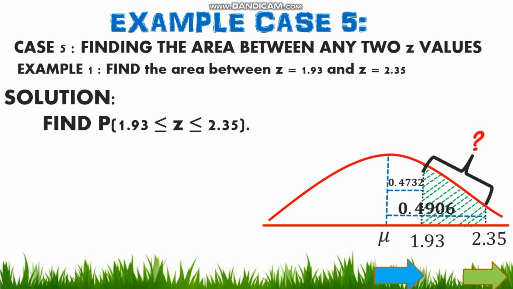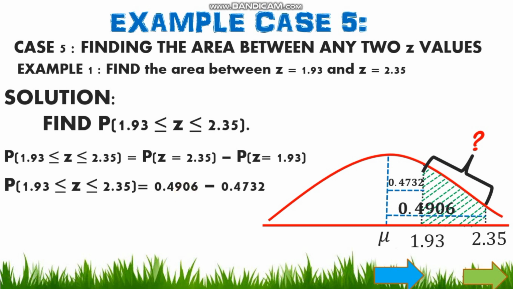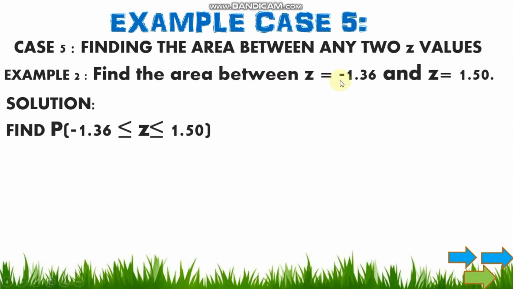So, what are you going to do now? Check this one. You have the area from the mean covering 1.93 all the way to 2.35, and then you have the area from the mean to 1.93, which is not the shaded portion. So, again, what you will do is subtract the two areas: the area of z 2.35 minus the area of z 1.93. The larger one always comes first. So we have 0.4906 minus 0.4732, and we get an answer of 0.0174, or 1.74%. So, therefore, the area between z equal to 1.93 and z equal to 2.35 is 1.74%.